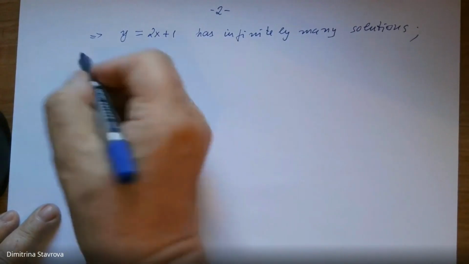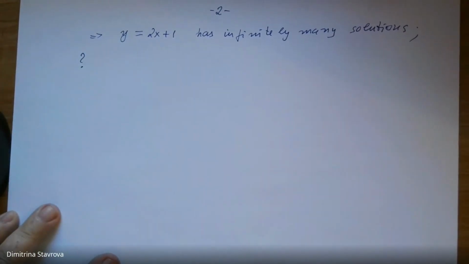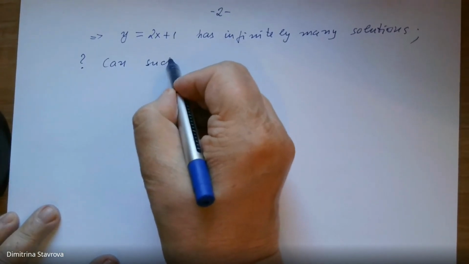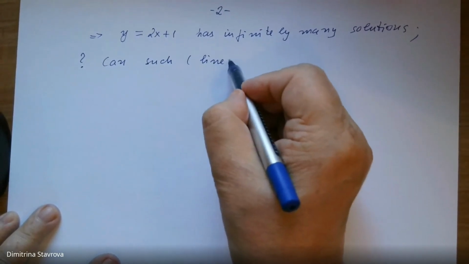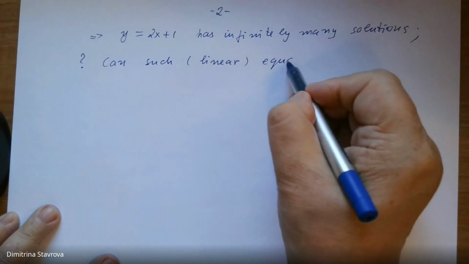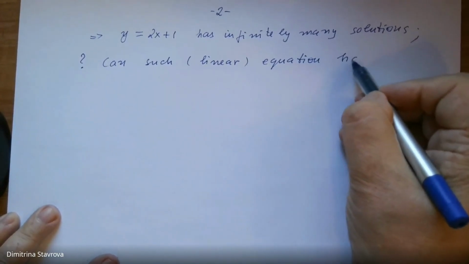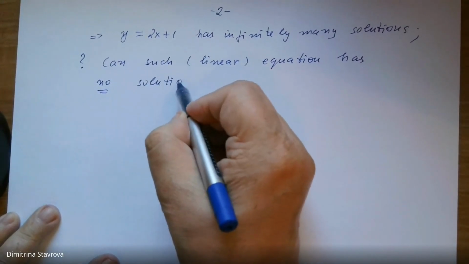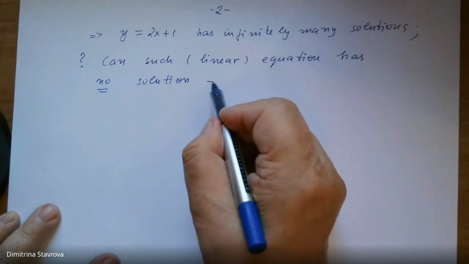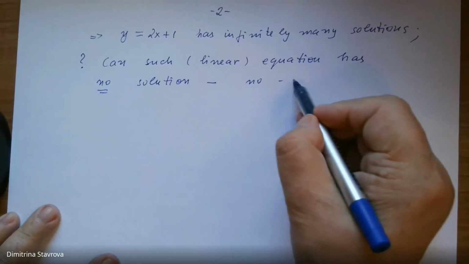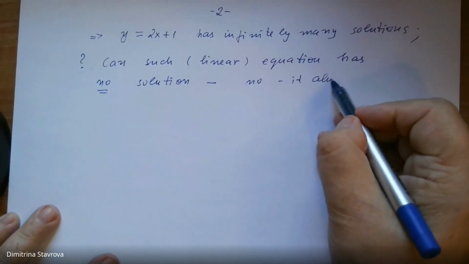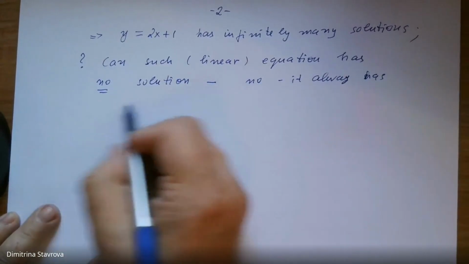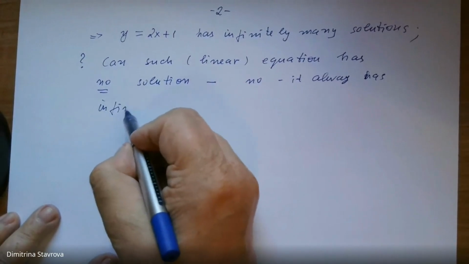That is nice. Then we ask another question. Can such a linear equation have no solution? And the answer to this is no. It always has. In fact, as we said, infinitely many solutions.